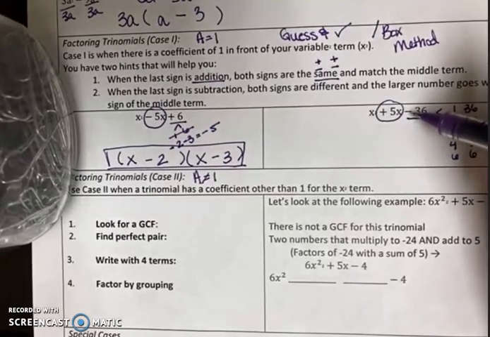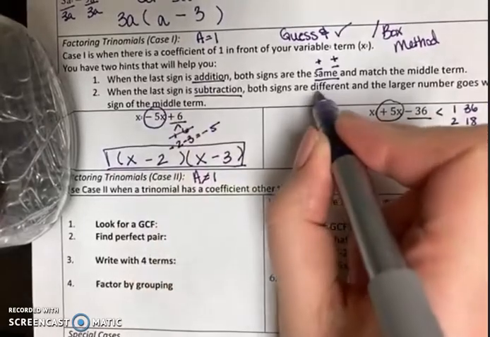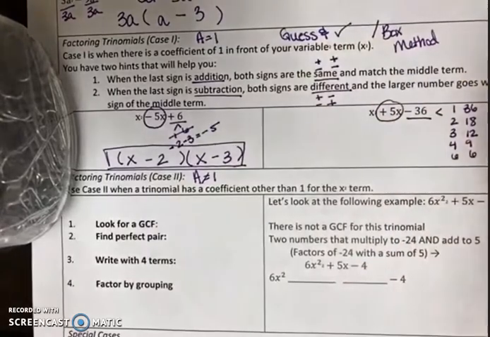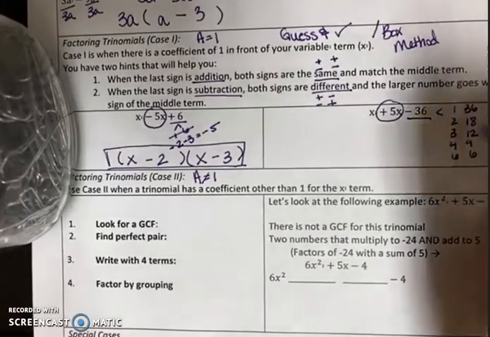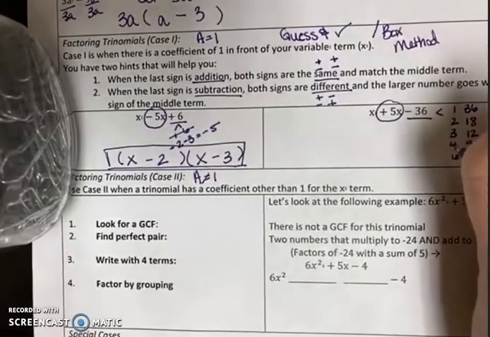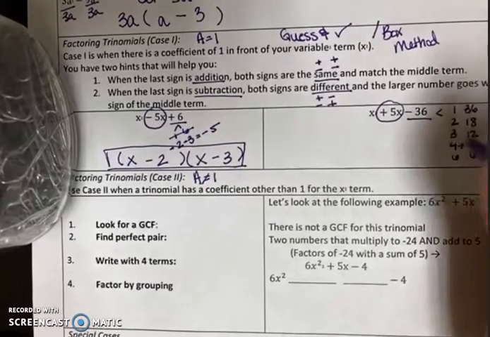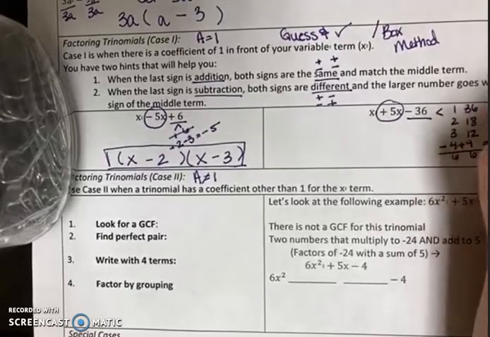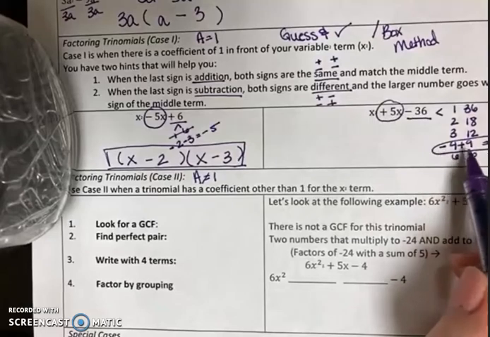Now this time it's a negative 36. When it's subtraction, we're going to use different signs, so either a plus minus or a minus plus. Using different signs, I would like to get to a positive 5. So looking at my factors, if I want a positive 5, I would have to have a positive 9 and a negative 4. Notice how signs do matter. It makes a difference if you were to put a positive 4 and negative 4.